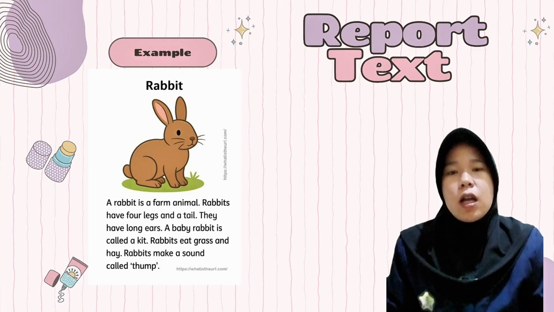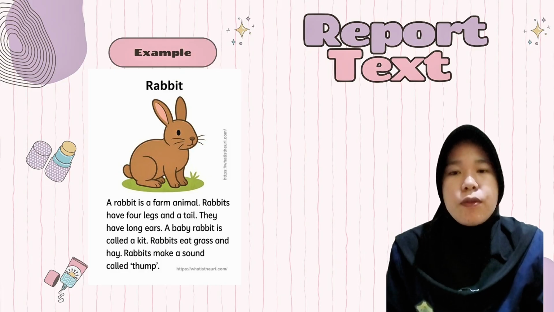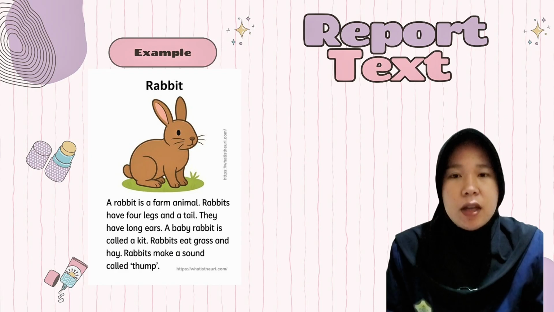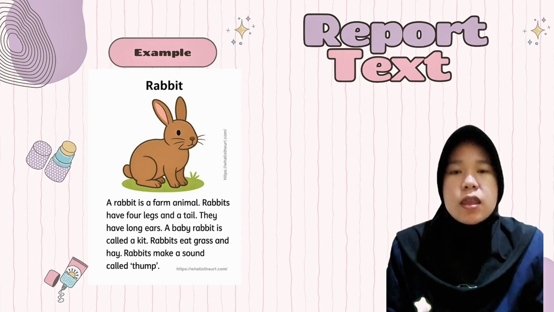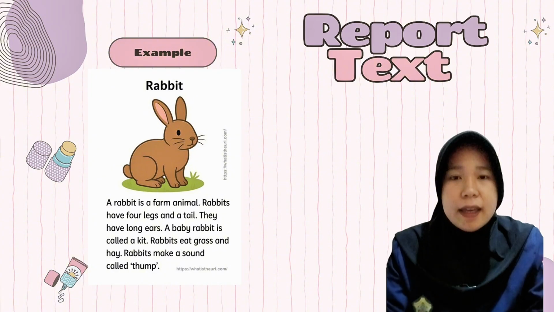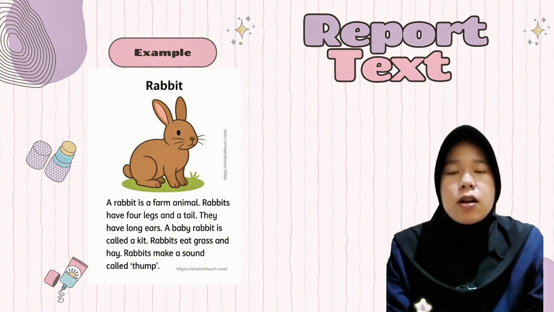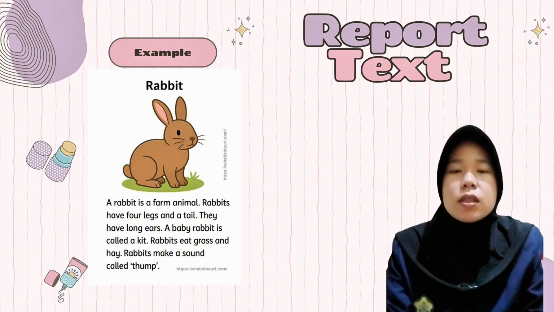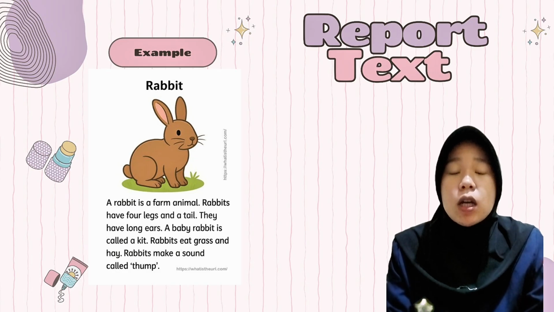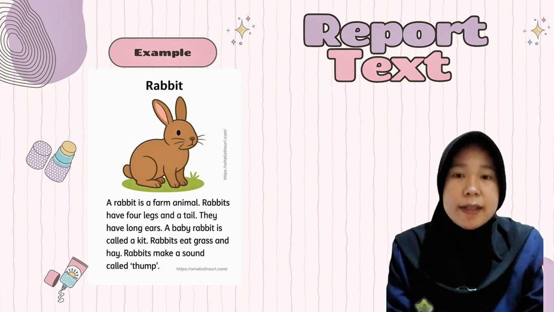For example, rabbits have four legs and long ears. Baby rabbits are called kids. They eat grass and hay, and they make a sound called thump. So, these details belong to the description section because they explain more information about rabbits, right?